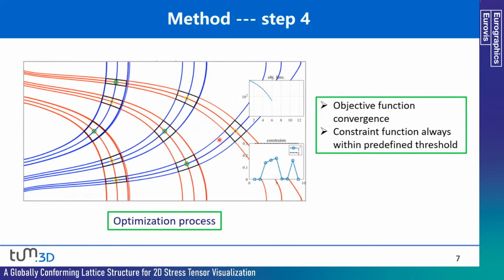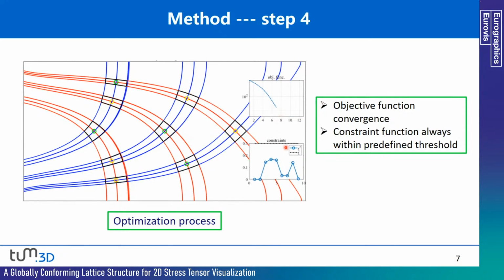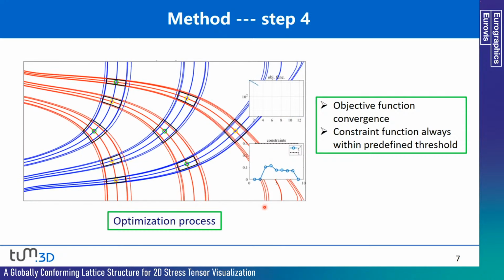This image gives an intuitive way to show how the optimization works. We can see the objective function converges significantly, and the constraint function is always within the predefined threshold during the optimization process.